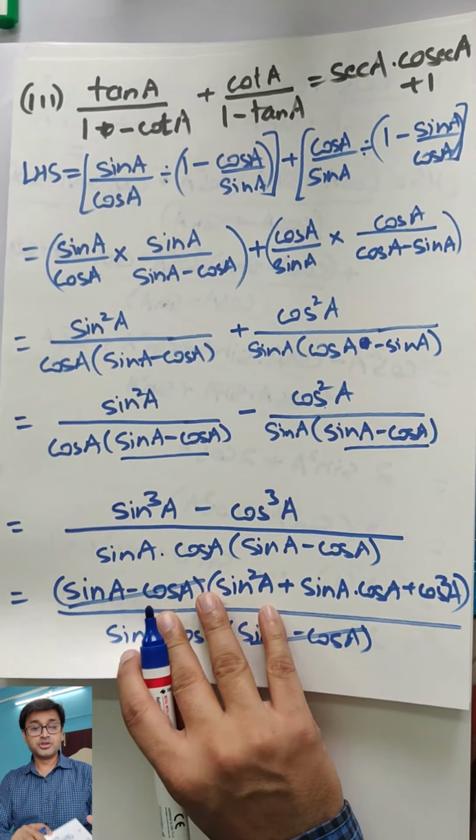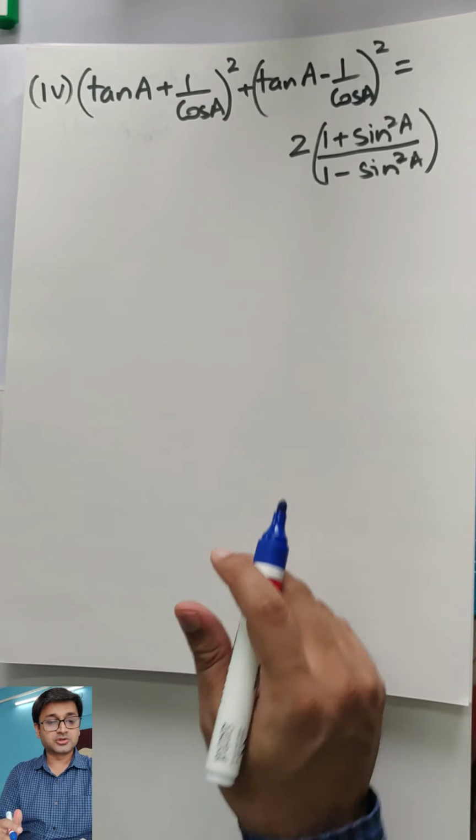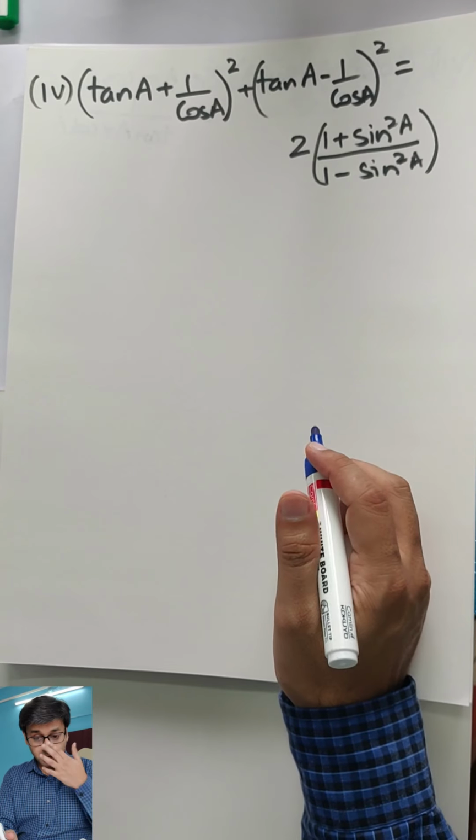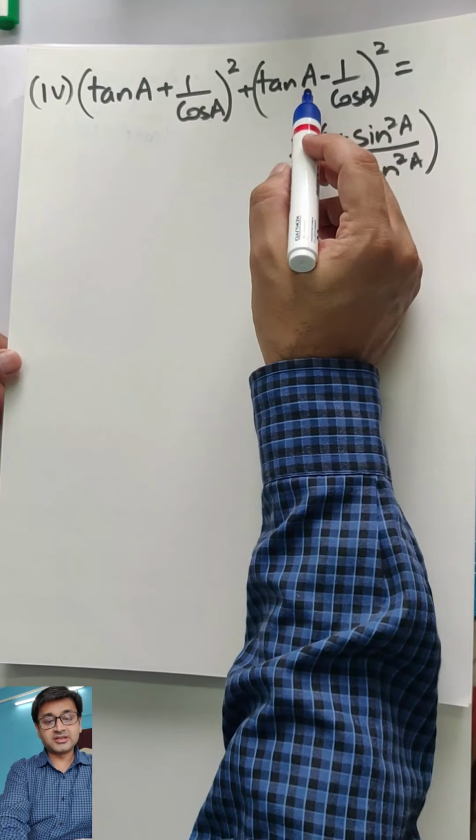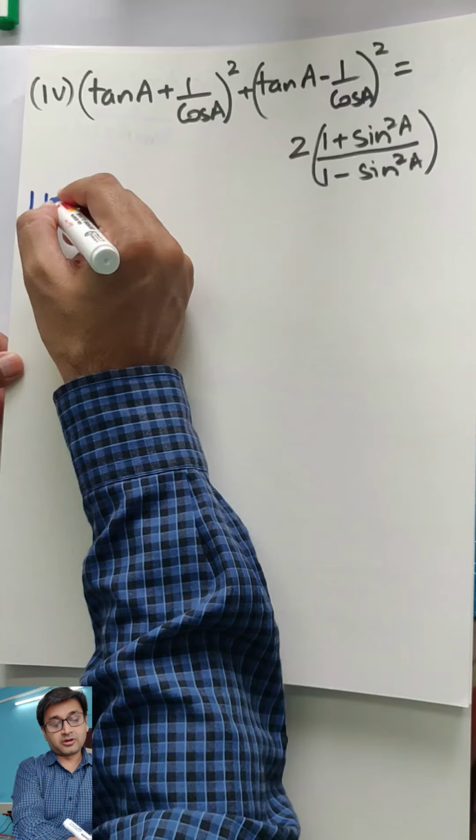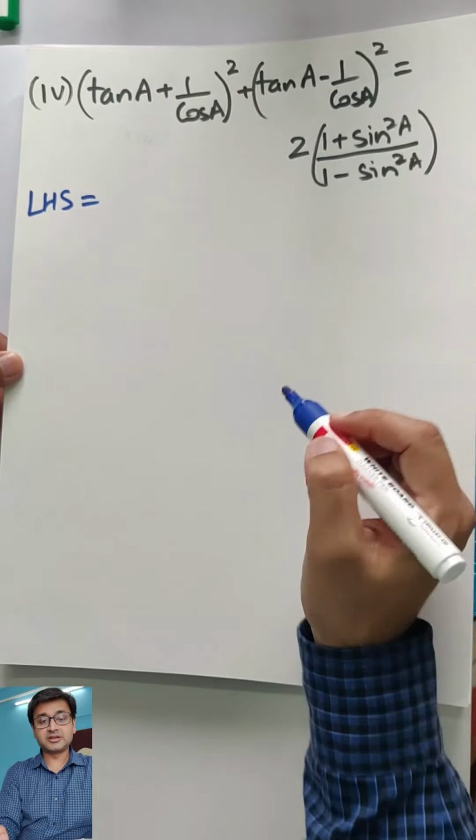Alright, I hope you enjoyed this question. Let's go to the next one, sum number 4. Okay, again take the LHS, convert everything into sin cos, and you will be able to reach somewhere close to this.